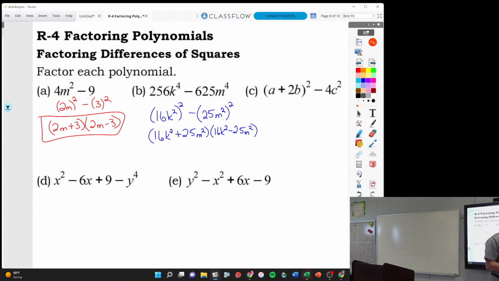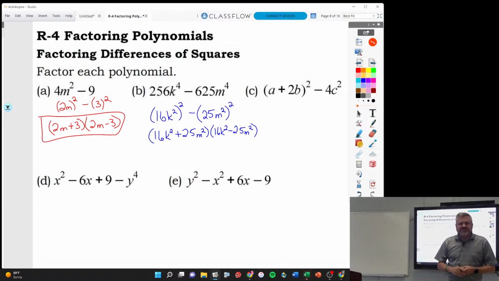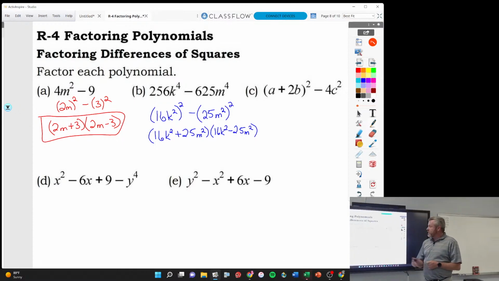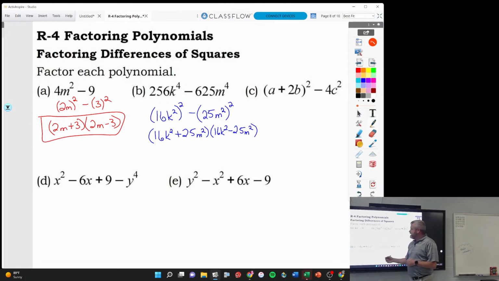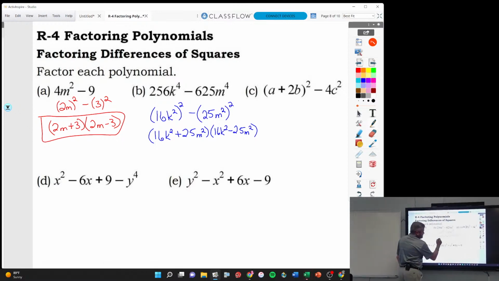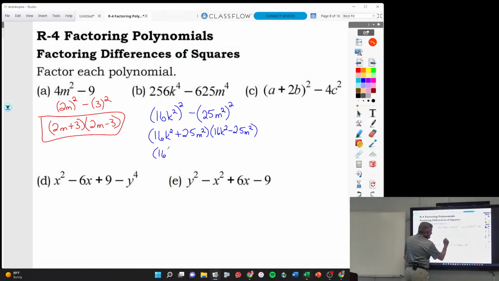So I know that that second piece is going to be able to factor further, but that first one's not. And that's why I write the plus first, because I'm just going to bring it down. So I'm going to bring down that 16k squared plus 25m squared.